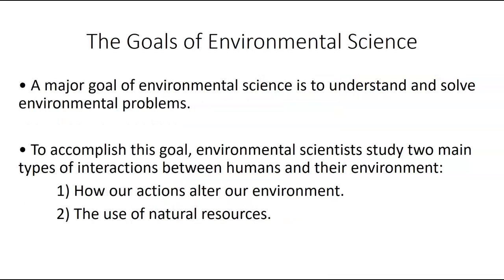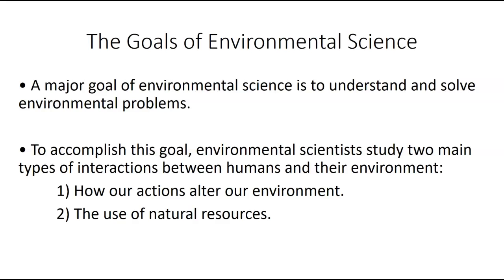The goals of environmental science. Environmental scientists have found the environment is influenced by people and that people are influenced by the environment. A major goal of many environmental scientists is to understand and solve environmental problems. To address this goal, environmental scientists study two main types of interactions between humans and the environment. One area of study focuses on how we use natural resources, such as water and plants. The other area studies how our actions alter the environment.